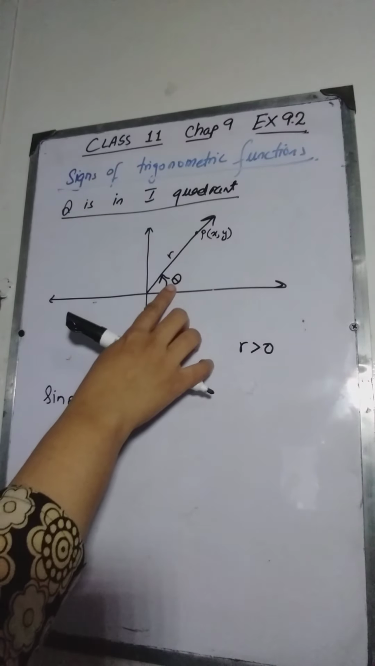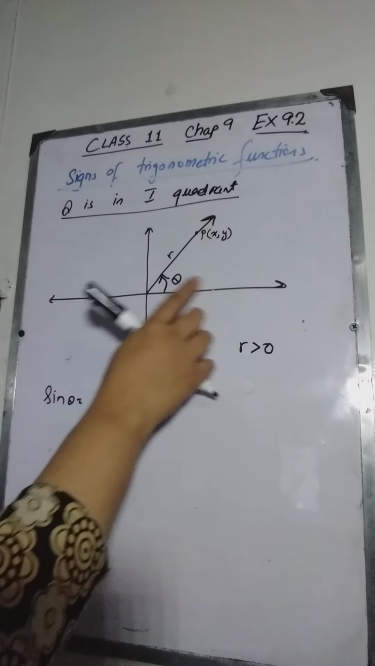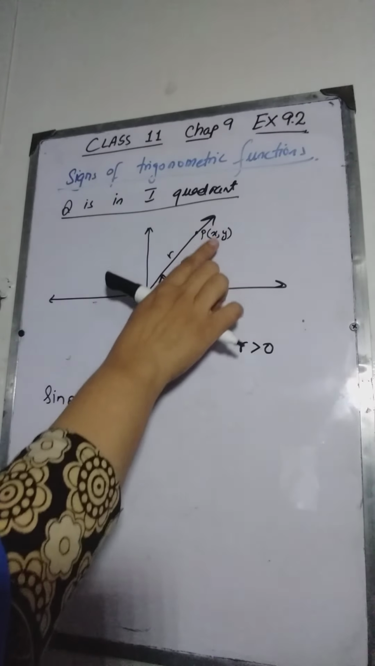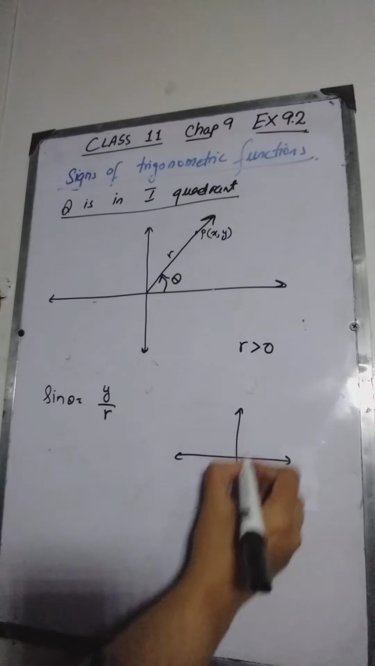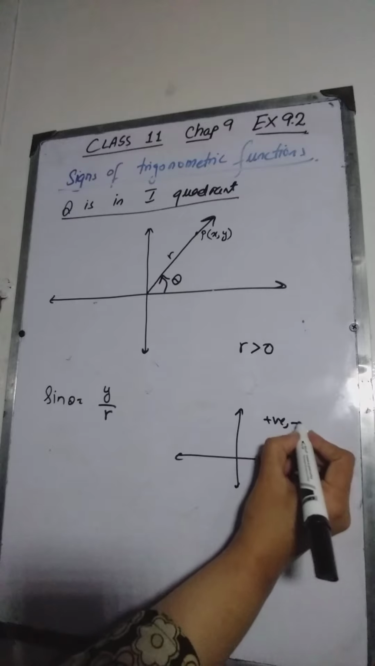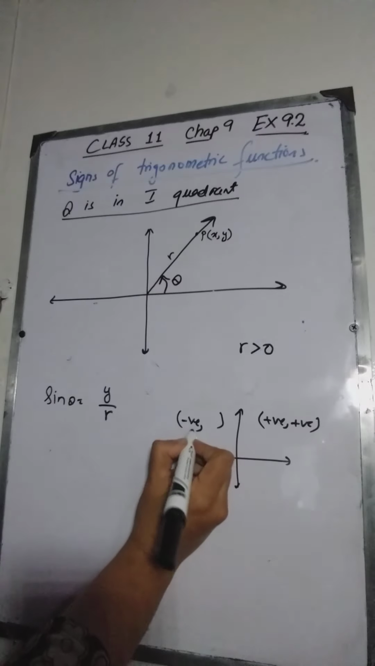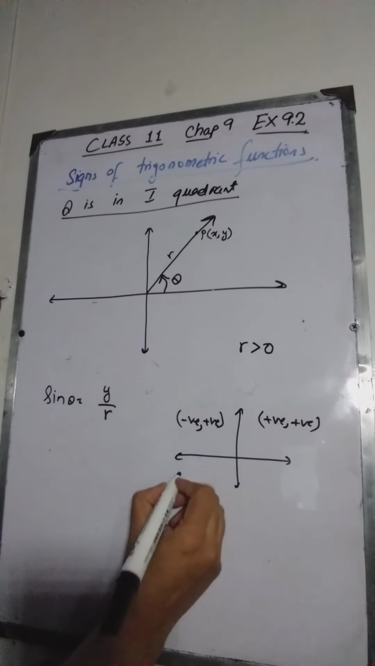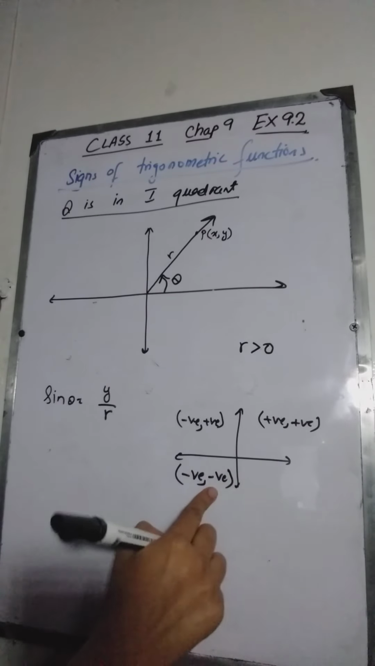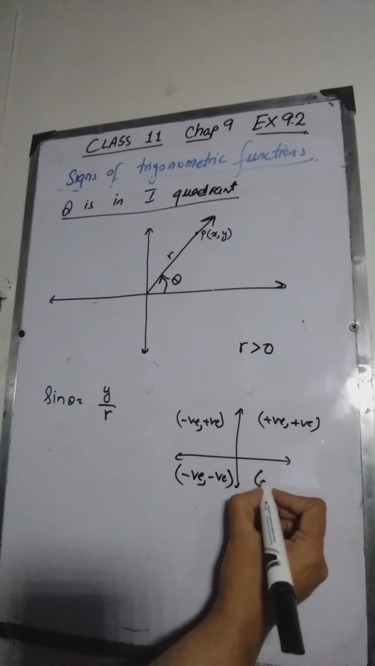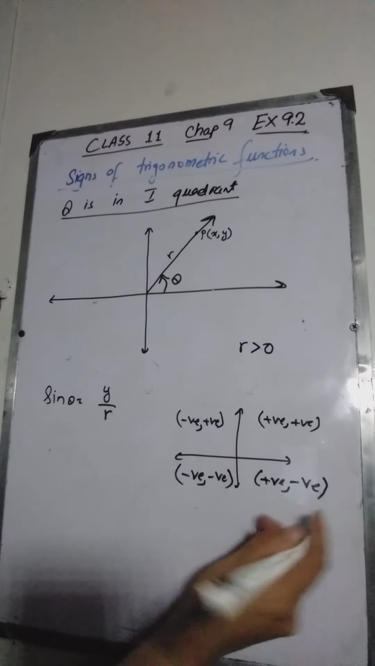Now, if theta is in the first quadrant, then both the x coordinate and the y coordinate of all the points that lie in the first quadrant are positive. You remember that if a point lies in the first quadrant, its x and y coordinates are both positive. If it lies in the second quadrant, its x coordinate is always negative and the y coordinate will be positive. If it lies in the third quadrant, its x coordinate will be negative and its y coordinate will also be negative. And if it lies in the fourth quadrant, the x coordinate will be positive while the y coordinate will again be negative.